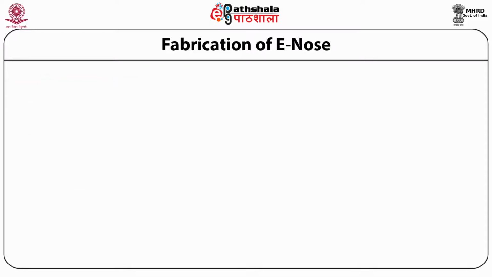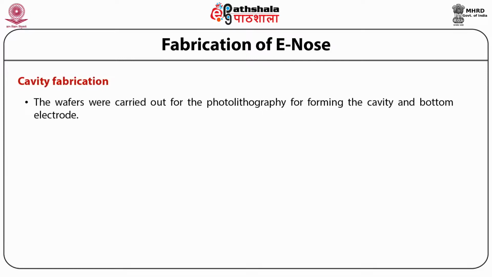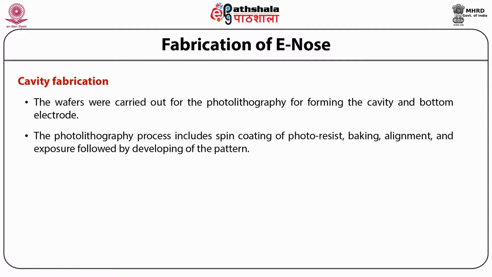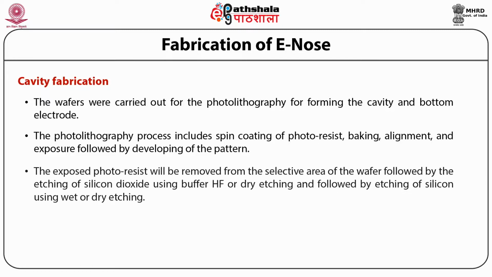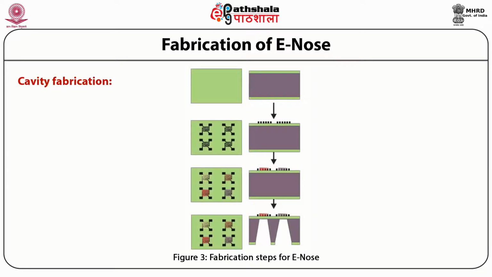So the last process is cavity fabrication. Here the wafers were taken for photolithography for forming the cavity and bottom electrode. The photolithography process includes spin coating of photoresist, baking, alignment, and exposure, followed by developing of the pattern. The exposed photoresist will be removed from the selective area of the wafer, followed by etching of silicon dioxide using HF buffer or dry etching, and followed by etching of silicon using wet or dry etching. So this figure shows the different fabrication steps for E-nose.